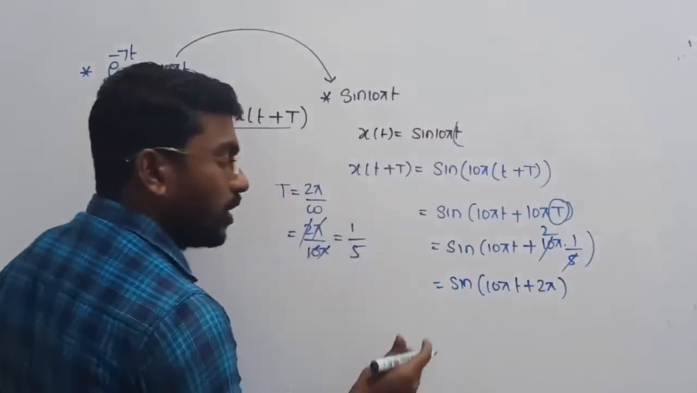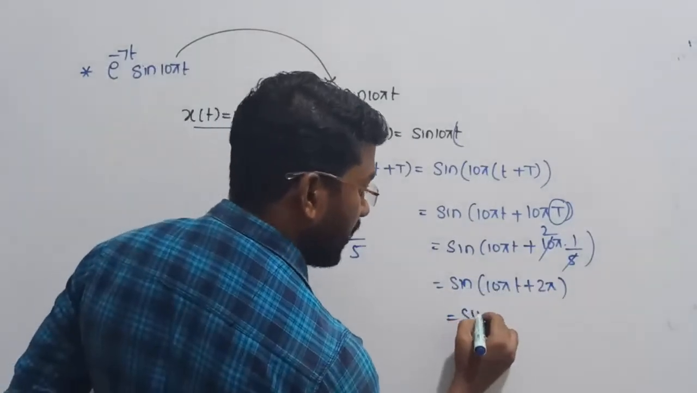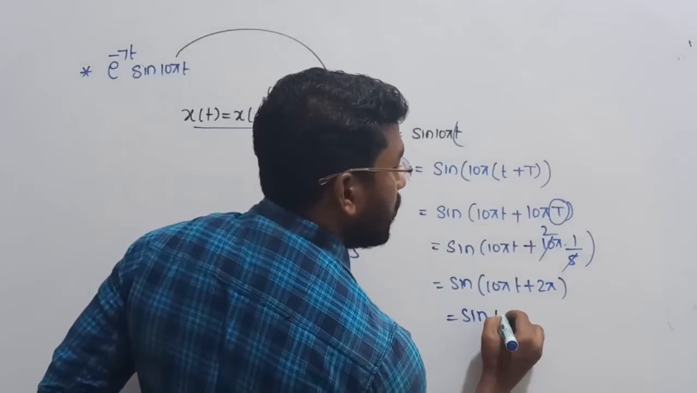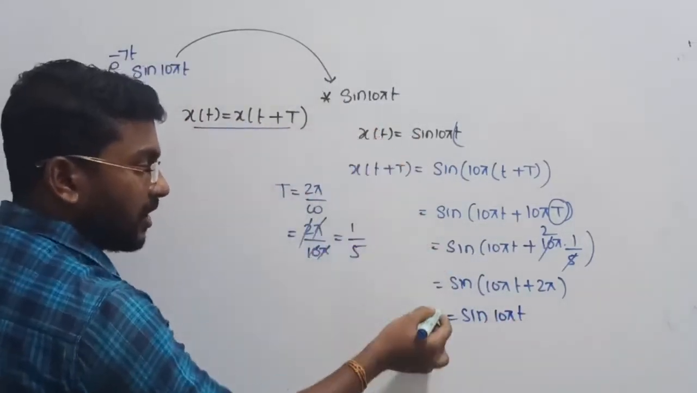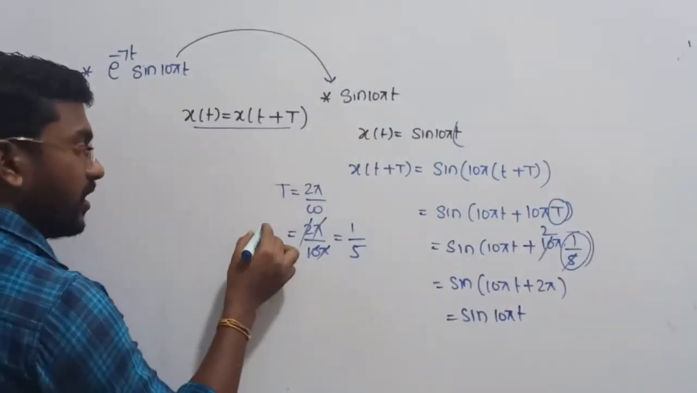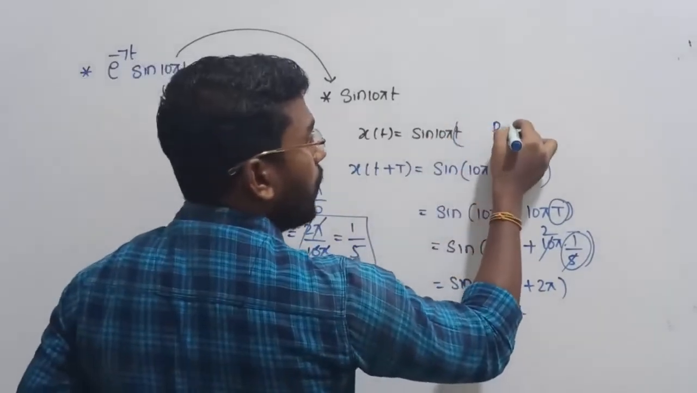So what can I do? Sin of t plus 2 pi should be equal to sin t only. Sin of anything, sin theta plus 2 pi, should be equal to sin theta only. So that is sin 10 pi t. What is the conclusion? Again the condition is satisfied at t is equal to 1 by 5. So that is how we are finding. Yes, at t equal to 1 by 5 the given signal is said to be periodic.